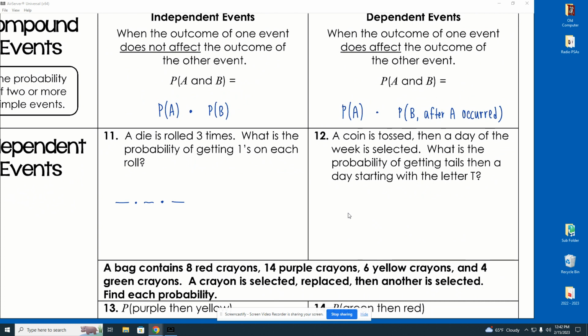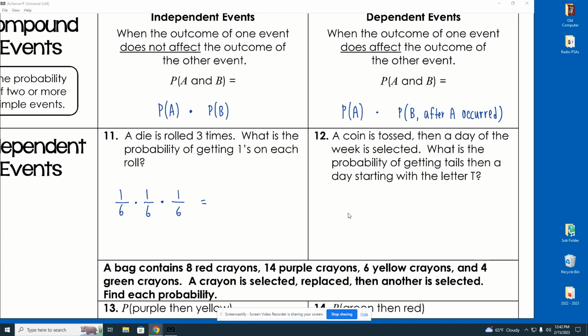Now, how do I know this is independent? It doesn't matter. It's a dice, right? If I roll a dice right now and I roll a 1, if I pick that dice up and roll it again, is that dice going to be like, no, you just rolled a 1, I'm not going to roll a 1 again? The dice has no control of that. It's independent. So what was the probability of me rolling a 1 the first time? 1 out of 6. How about the second time? 1 out of 6. What about the third time? 1 out of 6. Independent.